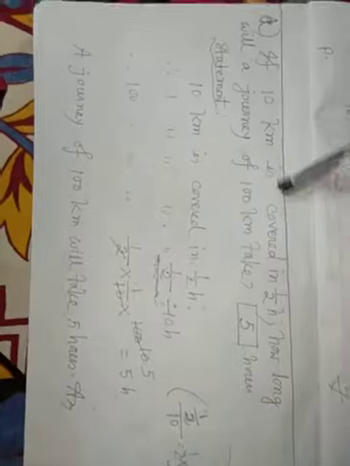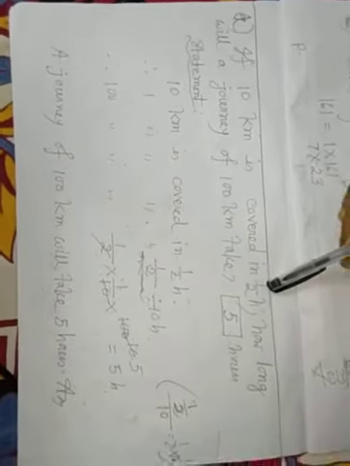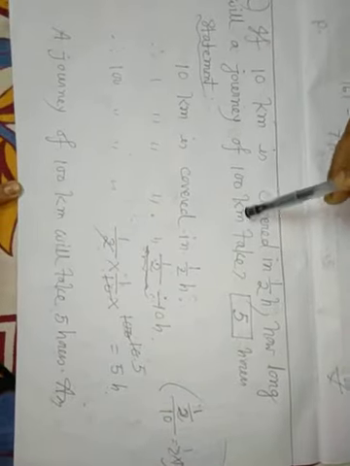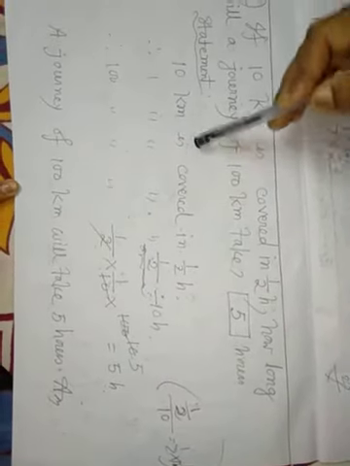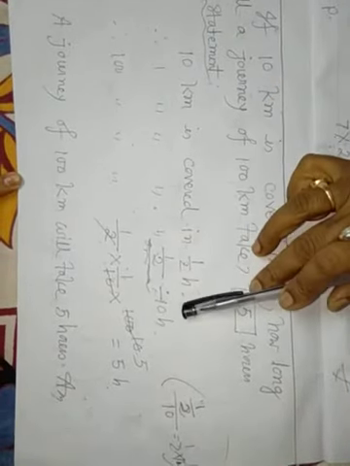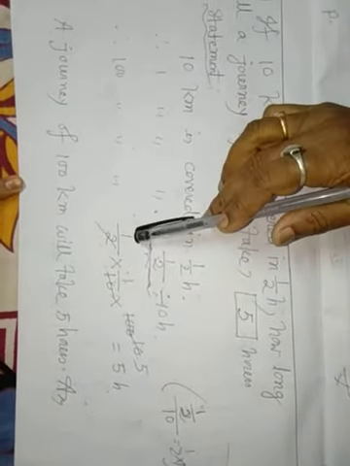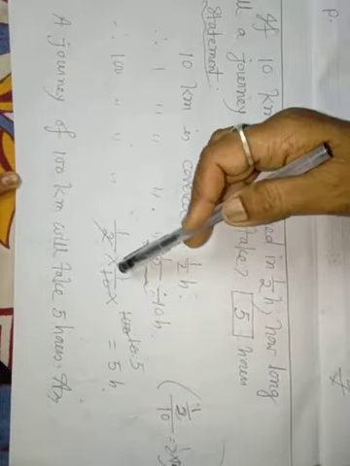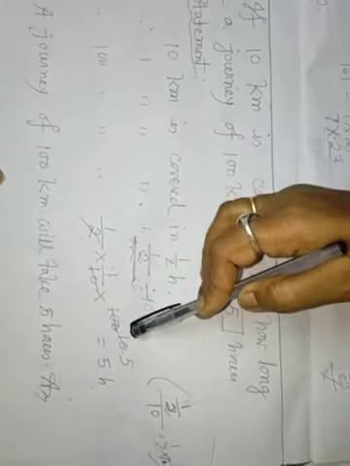D. If 10 kilometer is covered in 1 by 2 hours, how long will a journey of 100 kilometer take? 10 kilometer is covered in half hours. 1 kilometer is covered in half divided by 10. 100 kilometer is covered in half into reciprocal, it will be 1 by 10 into 100. 10 10s are 100, 2 5s are 10, 5 hours. The journey of 100 kilometer will take 5 hours.